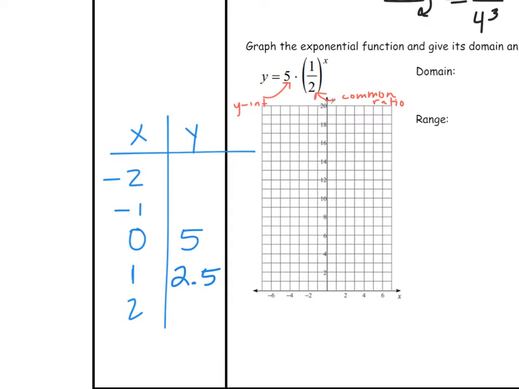Okay, cut that in half again. For 2, we get 1.25. Now go backwards the other way. Now we're multiplying by 2. So 10 and 20. If you want to check it with your table and your graphing calculator, that's cool with me. And then we plot these points and make our graph.